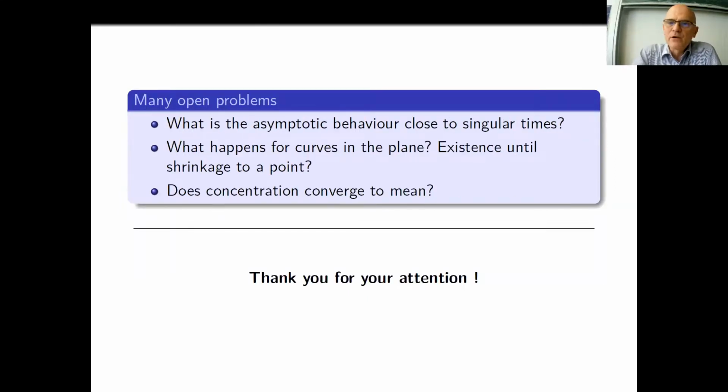What is the asymptotic behavior close to singular times? What happens for curves in the plane? For example, we start with maybe any curve, but let's say even starting with something convex. Do we get existence until shrinkage to a point? But obviously the shrinkage could be at infinite time as well. I would expect there would be no singularities in between, but we don't know. And thus the concentration has enough time to go to the mean before the surface shrinks to a point, which would be the case, let's say, on a fixed surface, that you converge to the mean.